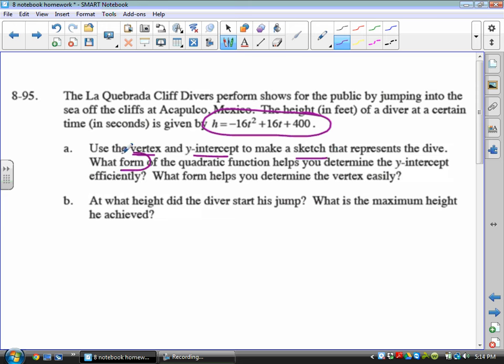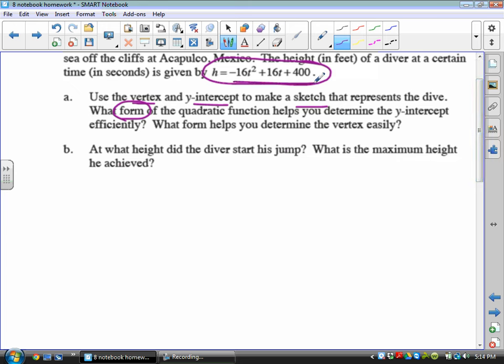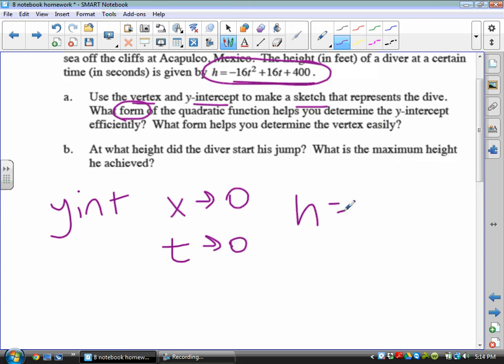and it asks what form of the quadratic would be most helpful for each thing they want you to find, the vertex and the y-intercept. Well, for the vertex, we're going to have to do not this format. So let's deal with the y-intercept first. The y-intercept is when x is worth 0, or in this case t is worth 0. So if I plug in t equals 0, I'm going to be left with h equals 400. So that is the starting value. They started way up at 400 and they dove down. Okay, so that's my y-intercept right there so far.